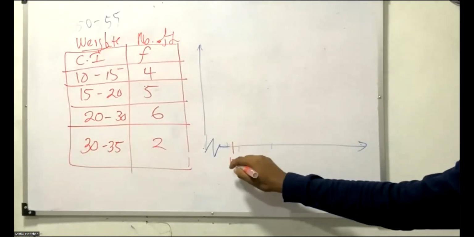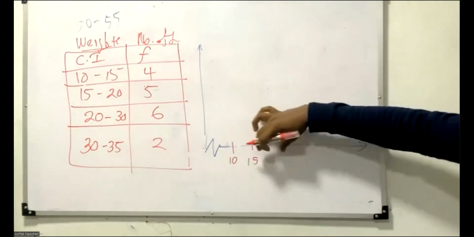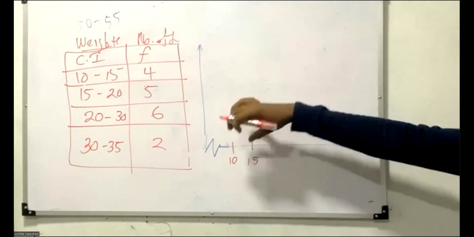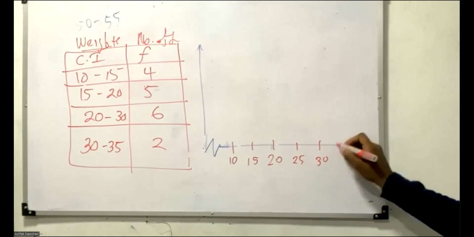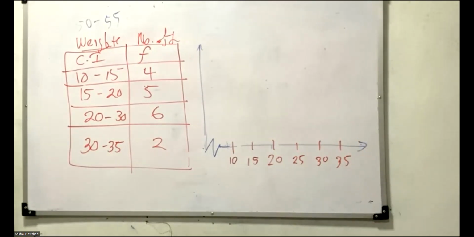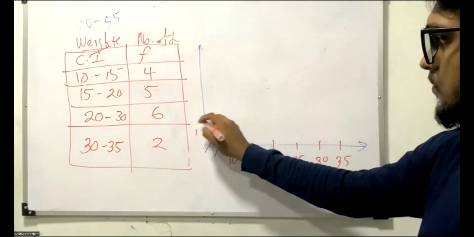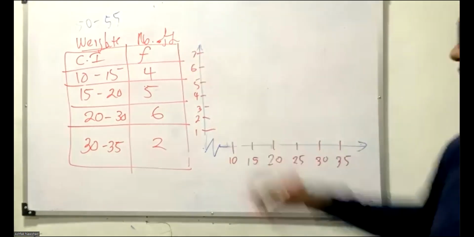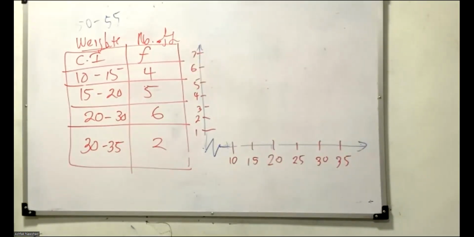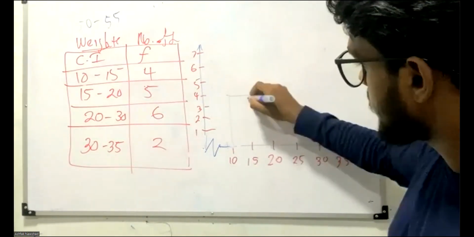We can start from 10. 10 to 15. Always mark the class intervals in the graph in the same gap. So 10, 15, 20, 25, 30, 35. Same gap. And then see how many fish are there from 10 to 15. From 10 to 15, yes, that's 4. So we can mark like this. 10 to 15, that's 4.